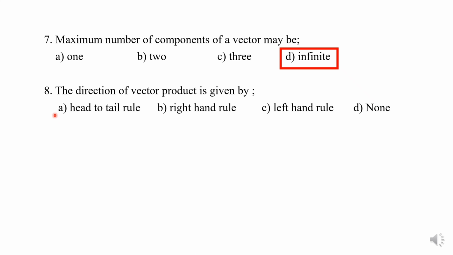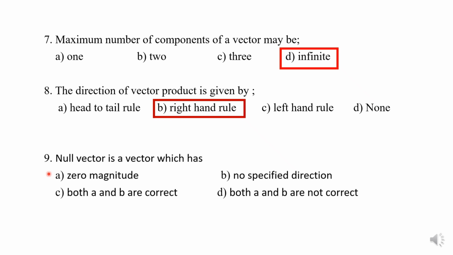MCQ number 8 which stated that the direction of vector product is given by, यानी एक वेक्टर प्रोडक्ट की जो डायरेक्शन हमें मिलती है वो कौन से रूल के तहत हम उस डायरेक्शन को फाइंड आउट कर सकते हैं. ऑप्शन नंबर A इज हेड टू टेल रूल, B राइट हैंड रूल, नंबर C लेफ्ट हैंड रूल, D नन. So by the right hand rule we are able to find the direction of the vector.